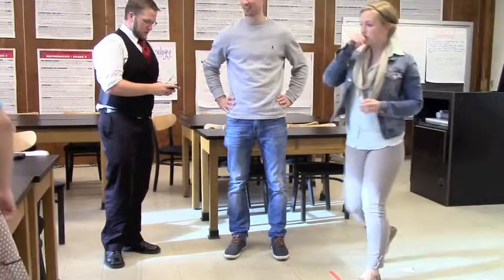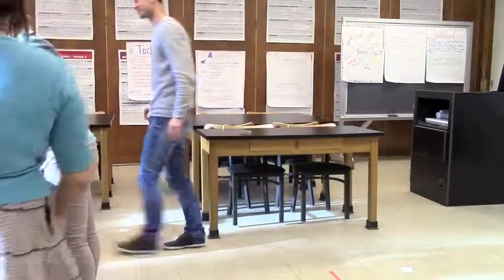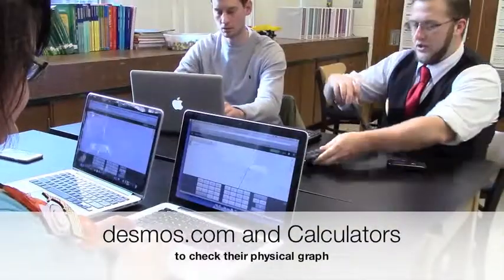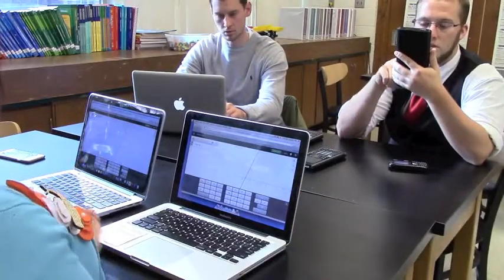Alright, we've got to check ourselves. So 2 of you on the computers are going to use Desmos, and 2 of you are going to use the calculator. Check with your partner. Does it show the same thing? Does it show what's on the floor?